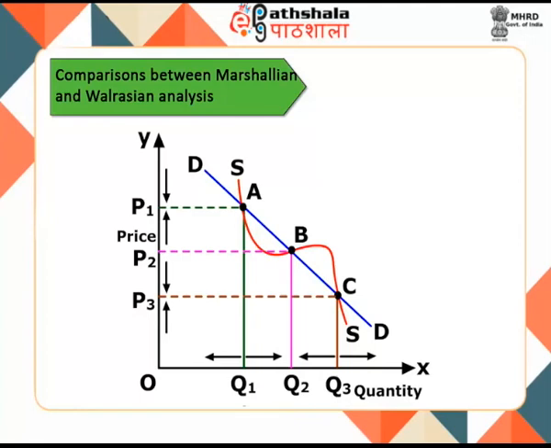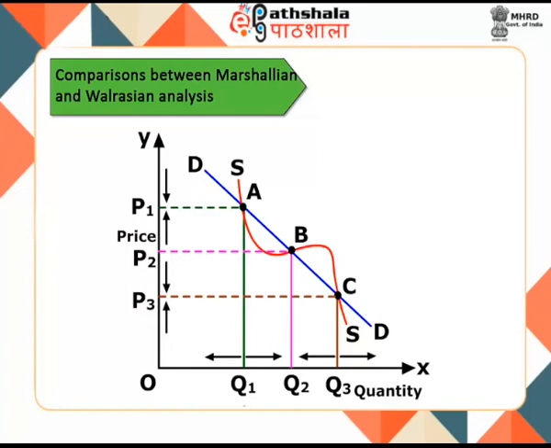According to Walras, the successive equilibrium points A, B, and C are alternately stable and unstable. The demand curve intersects the supply curve from below at A and C, and therefore the equilibrium is stable at these points. In other words, the supply curve is steeper than the demand curve at A and C, which is why the equilibrium is stable.